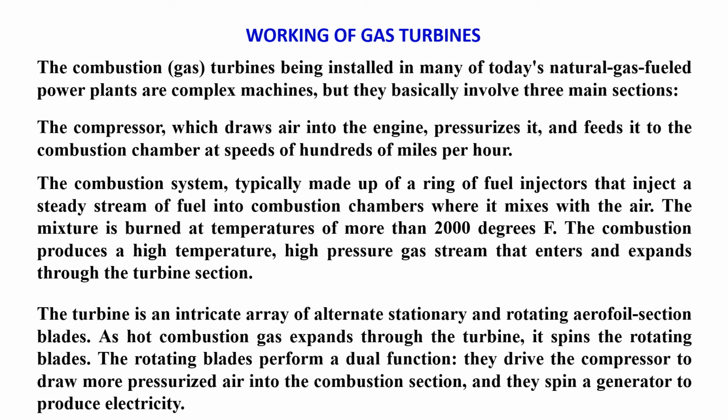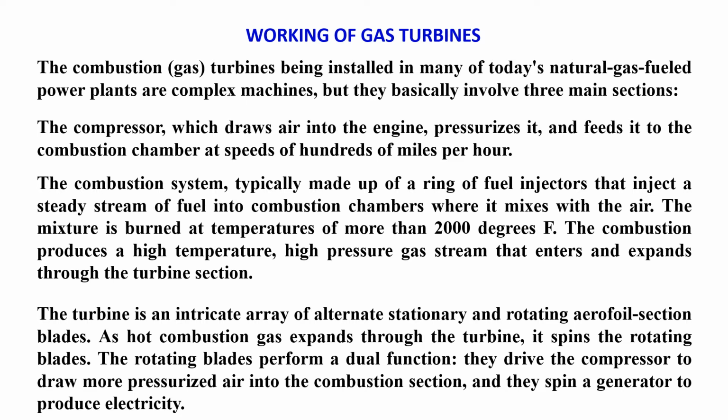If you quickly go through the working of a gas turbine, natural gas is used as a fuel, whereas in the coal-based plant coal was used as a fuel. In the diesel power plant, diesel was used as a fuel, whereas in the gas turbine, natural gas is used as a fuel. Here we have the compressor, a very important component, the combustion chamber, and the gas turbine. These are the three important components.